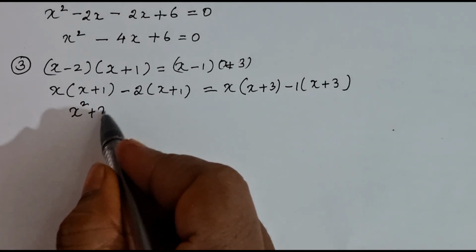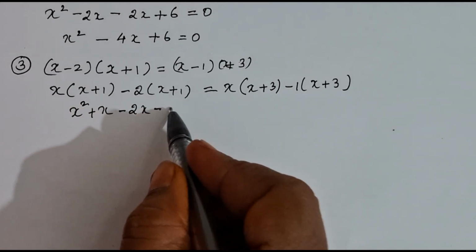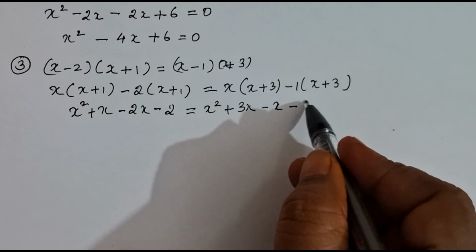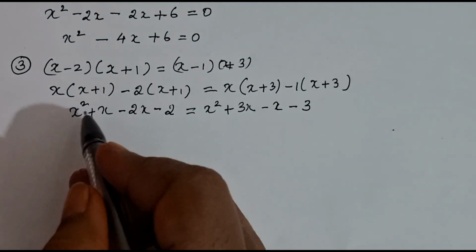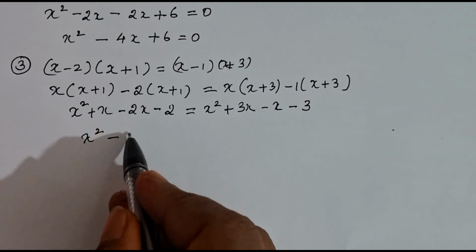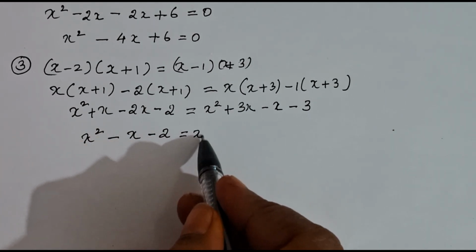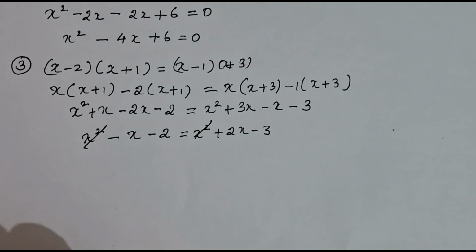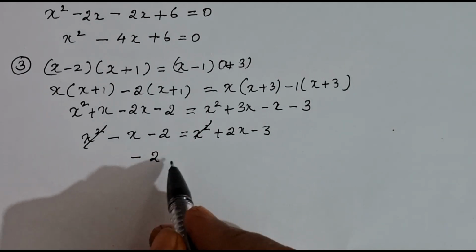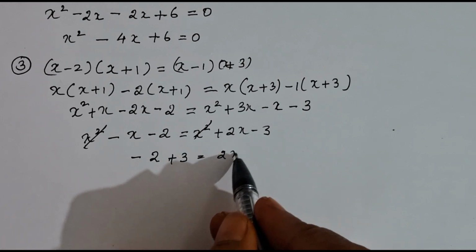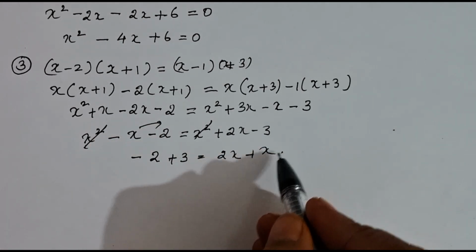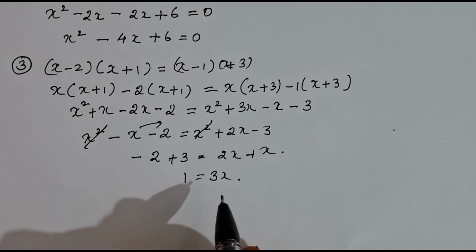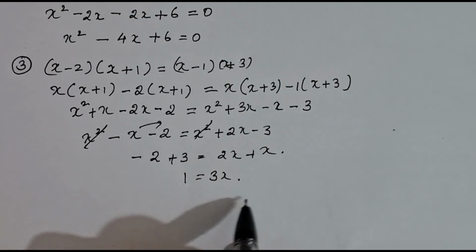So this becomes x square plus x minus 2x minus 2, which is equal to x square plus 3x minus x minus 3. So now this x square simplify, minus x minus 2 is equal to x square plus 2x minus 3. Since x square and x square is there on both the sides, it gets cancelled. And here you have minus 2 plus 3, which is equal to 2x. We are going to shift this to the other side where it becomes plus x. So here it is 1 is equal to 3x. You cannot see the highest power as 2 here. So the highest power here is 1. So it's not a quadratic polynomial.